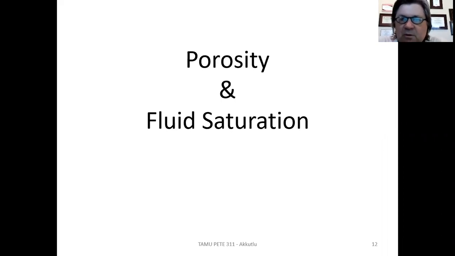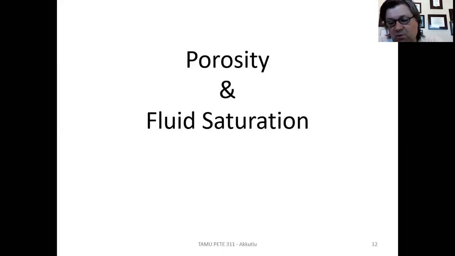Today's lecture will go over the first part of the porosity and fluid saturations chapter. This is about a 60-70 slide set, so it's going to be two separate lectures. So that's going to keep us busy for this week. So without further delay, let's start the lecture.